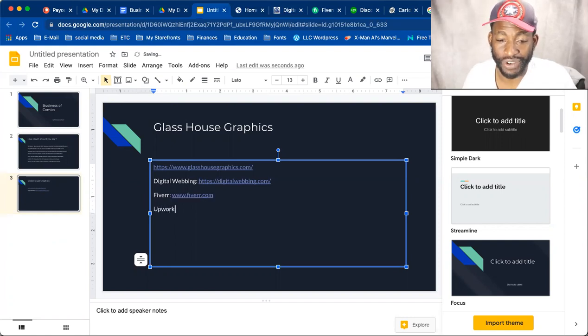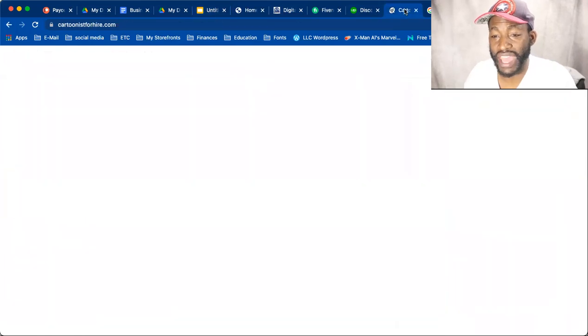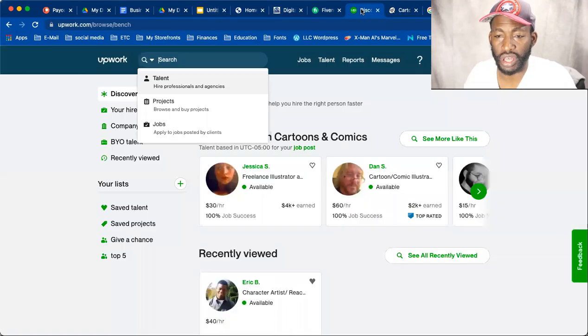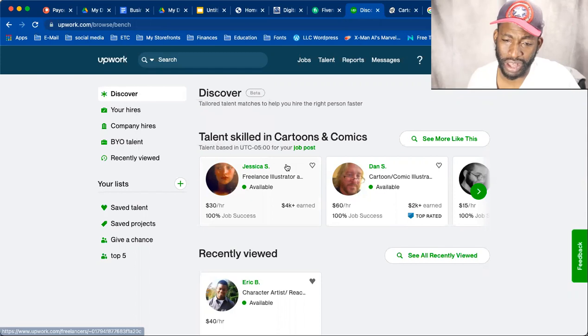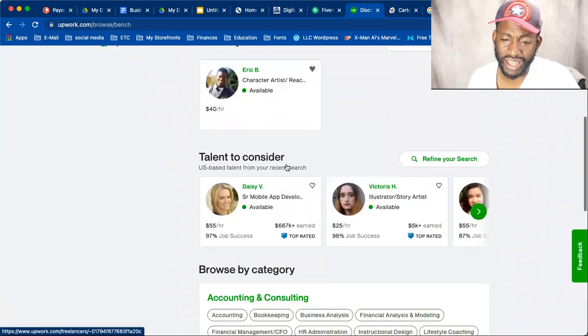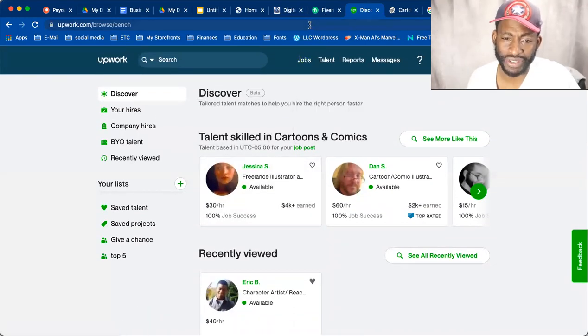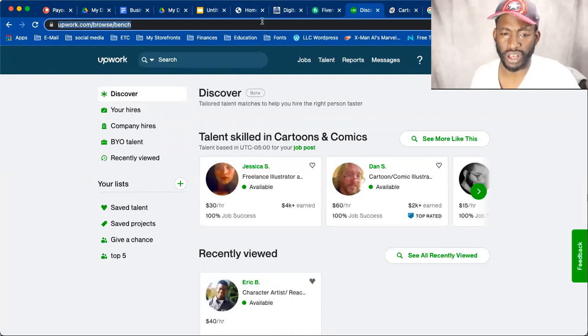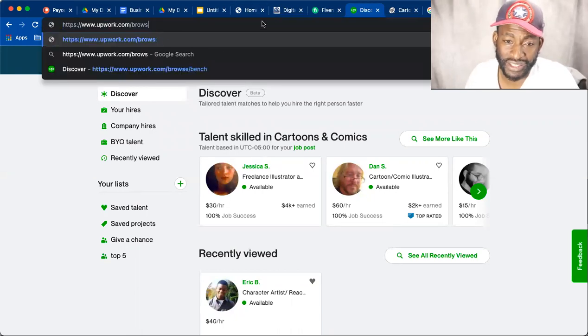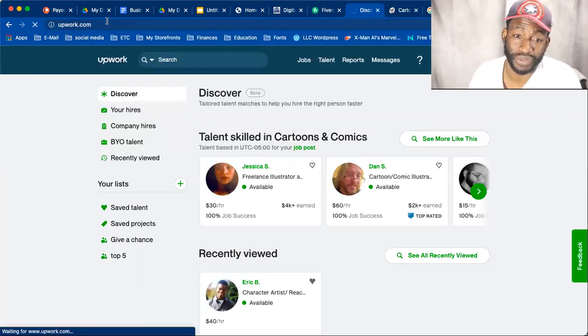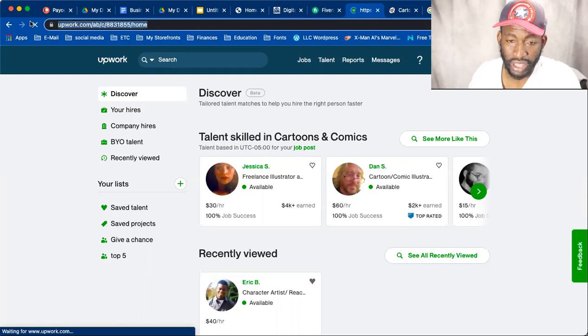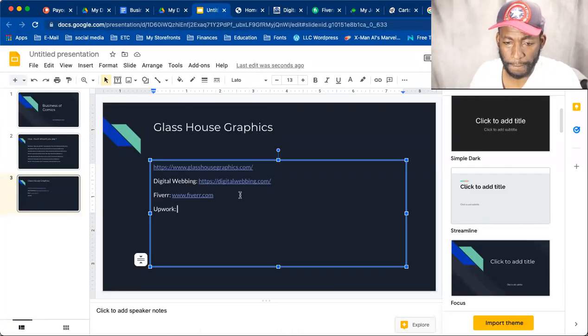And then we have Upwork, which I still can't say much about. As you can see here, these are some of the people that are the top skilled in cartoons and comics. Upwork is kind of like Fiverr too, where a lot of it comes with contracts themselves. Now I'm still going to have my artists do a contract before we really get started. That's all right.